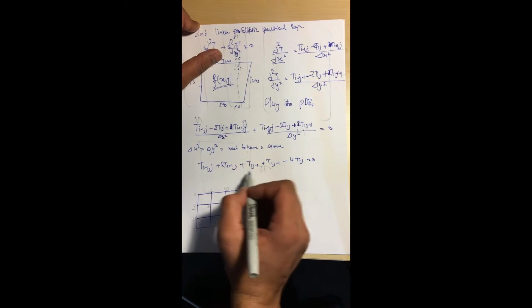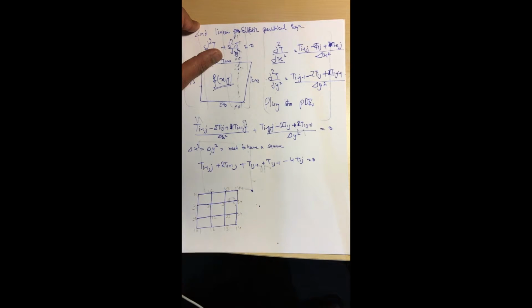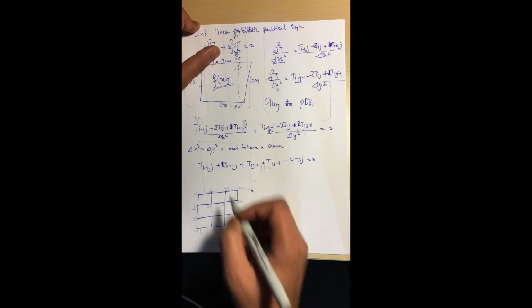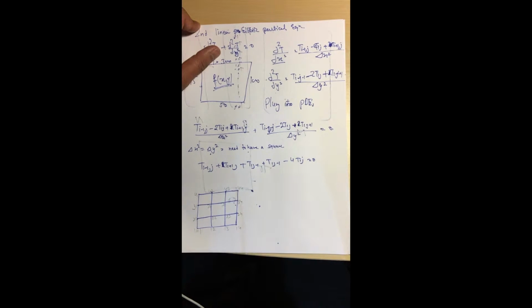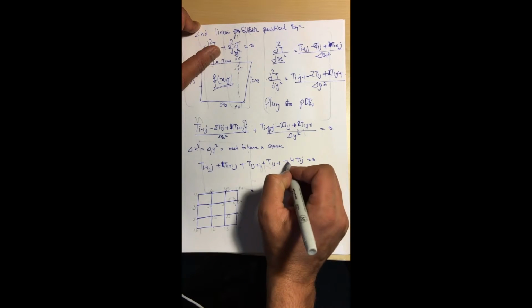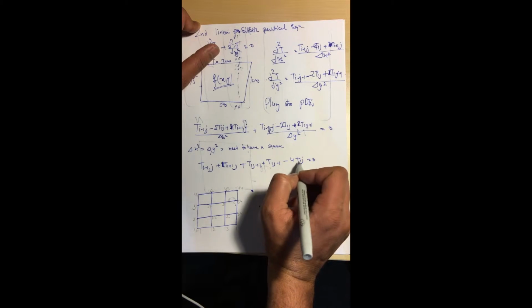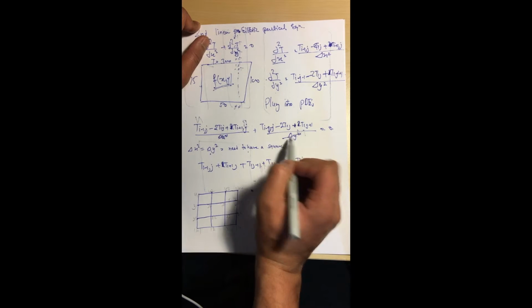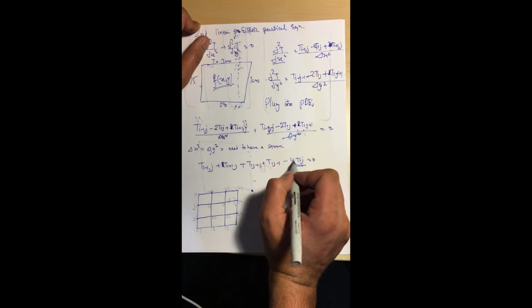I simplified this equation and what I found is T(i-1,j) plus T(i+1,j) plus T(i,j+1) plus T(i,j-1) minus 4T(i,j) equals 0. Here the delta x and delta y got cancelled out, and this is our actual function.